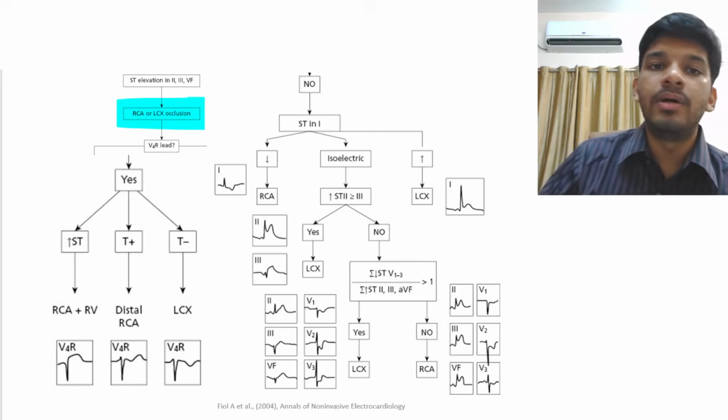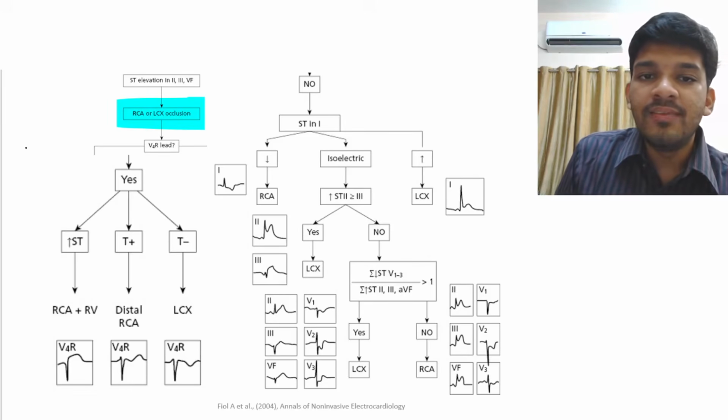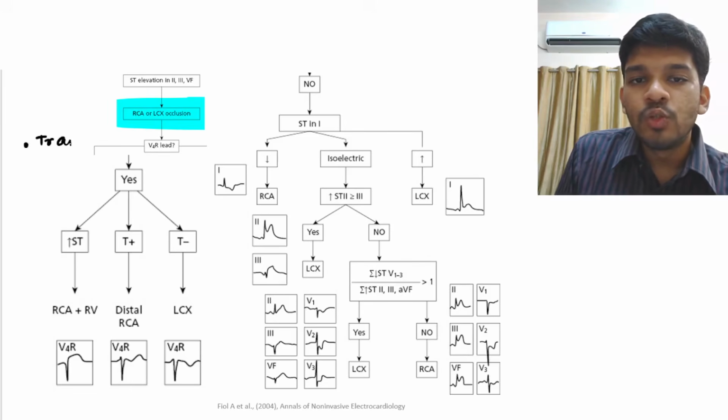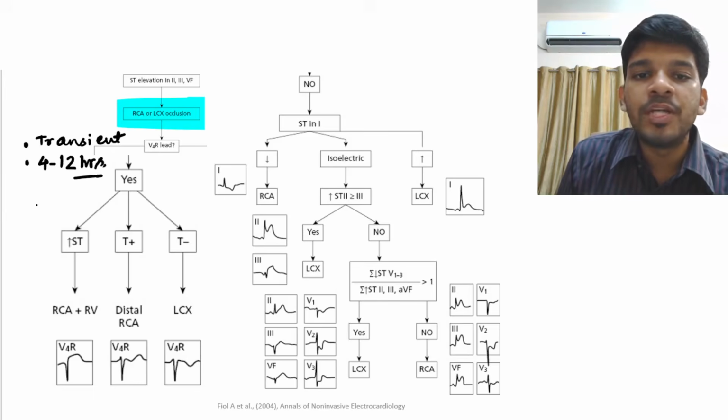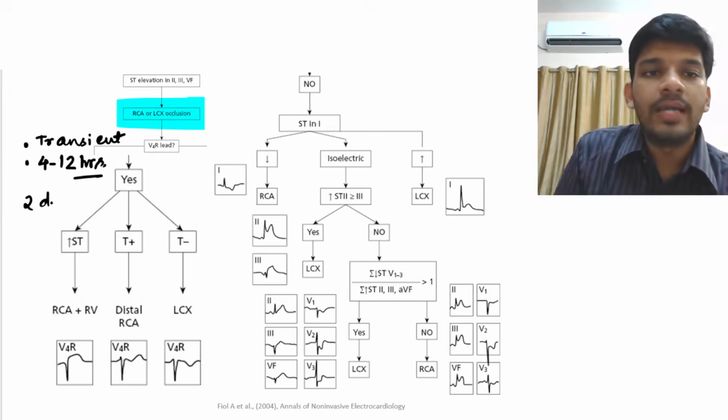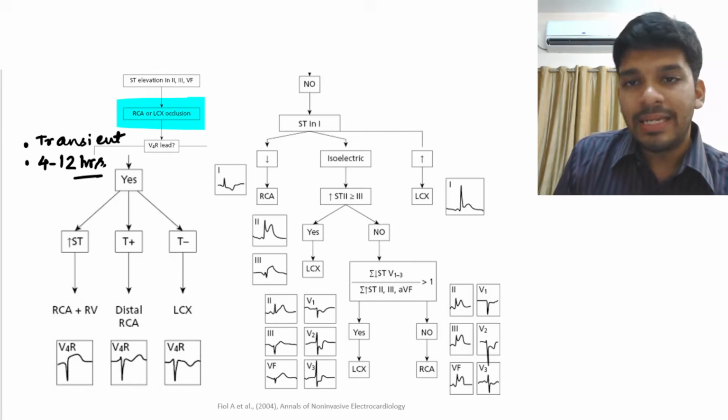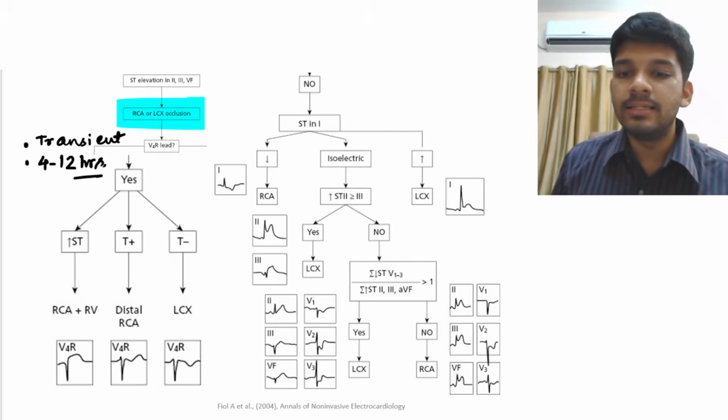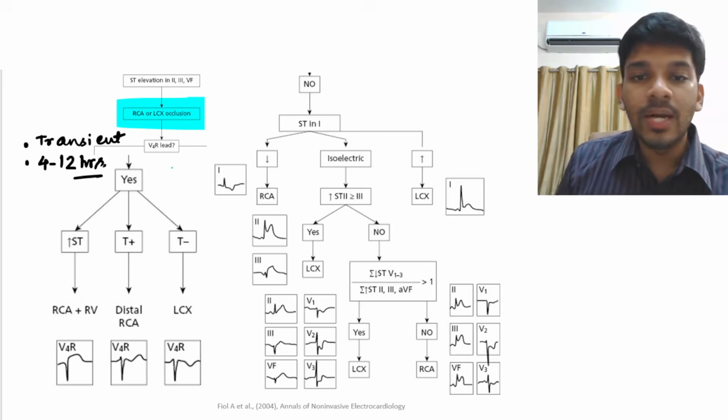The caveats here to remember are, first of all, the ST elevations in V4R are transient. So it is only helpful if the patient has presented between 4 to 12 hours. So you should not look at V4R elevations in a patient who had an MI 2 days back. Okay, in that case, this might be misleading. But in a patient in the hyperacute phase of the MI, who has presented to you clinically, then you can look at the V4R lead.